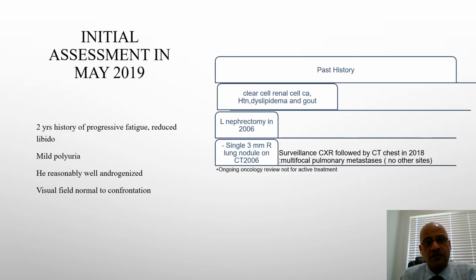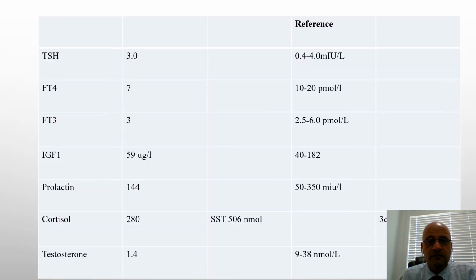The patient has a 2-year progressive history of fatigue, feeling generally unwell, mild polyuria, and he had a past history of renal cell cancer that was resected 17 years ago with multiple stabilized pulmonary mets after he had his chemoradiotherapy. And he was still under active surveillance with the oncology unit.